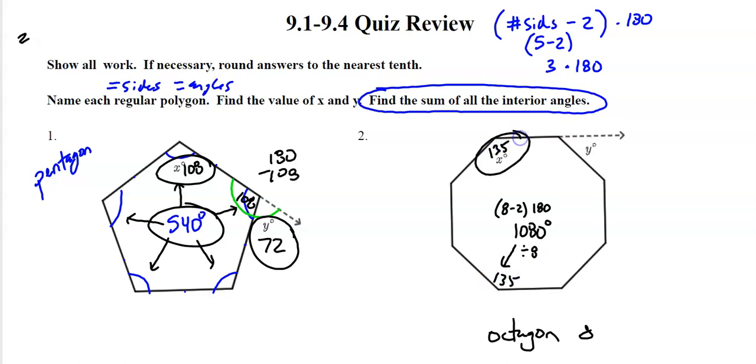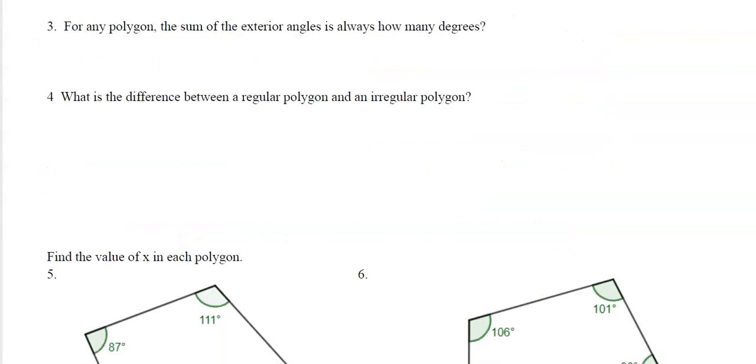So my interior angle x is 135. So to get the outside angle, they form a straight line, subtract from 180, y should be 45. So there are my 4 answers. I named it. I got the sum, the inside, the outside. All right. For any polygon, the sum of the outside angles is always, so there's no formula for this. There's just a fact. It always adds up to 360 degrees, the outside of every shape.